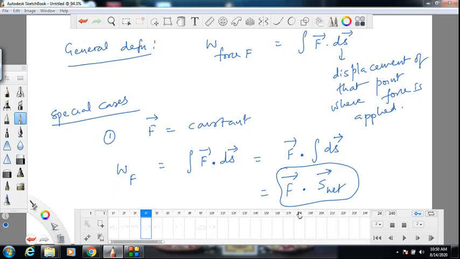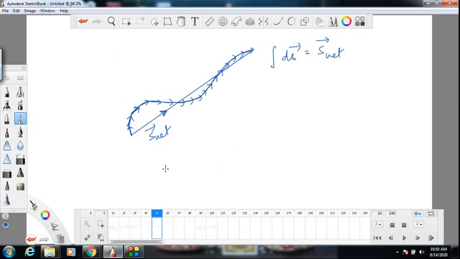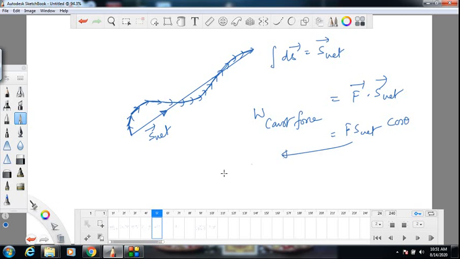Now this further you can write as, work done by constant force, you wrote it as F dot S net. So you can write it as F S net into cos theta, because that's how you look at a dot product. You take the constant force, you take the total displacement, and you find the angle between these two vectors, between the force and total displacement. You find the angle and multiply by cos of that angle. You can interpret this in two ways. One way of interpretation is you can write F cos theta into S net. Other way of interpretation is you can write F into S net cos theta.